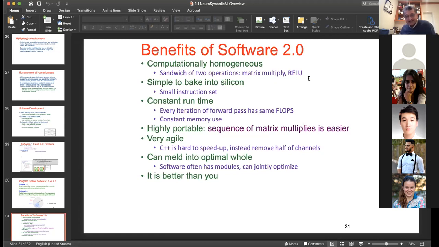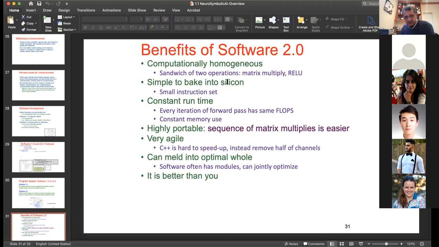He says the computation of a neural network is what? Matrix multiplication and then ReLU, right? ReLU is equivalent to the sigmoid and all that kind of thing. So you need a nonlinearity, matrix multiply. That could be a CNN. That's how it works. Simple to bake into silicon. This can be easily done in hardware, let alone software.